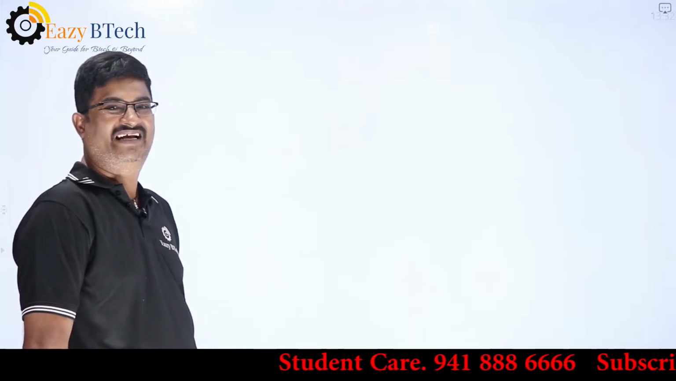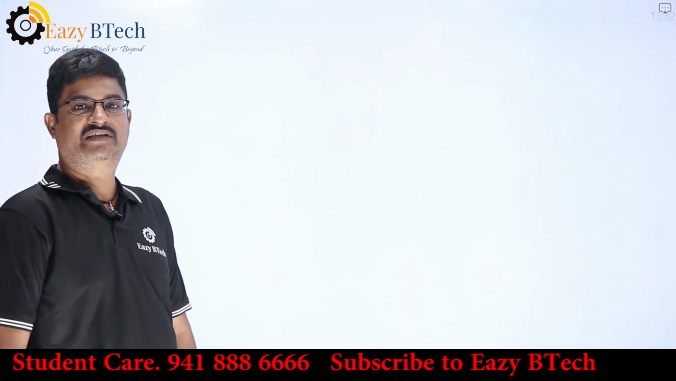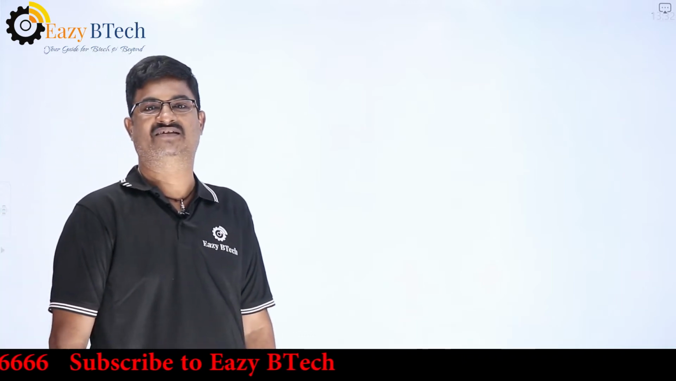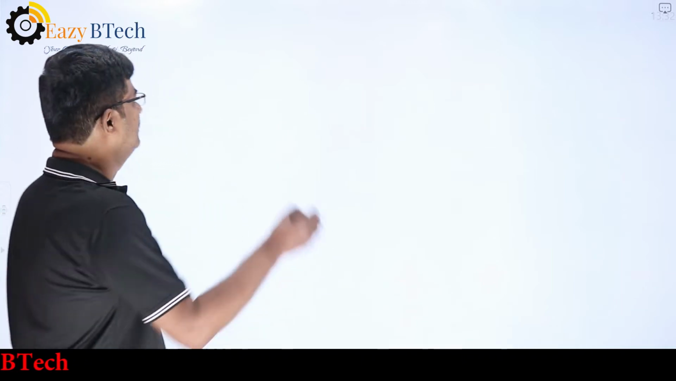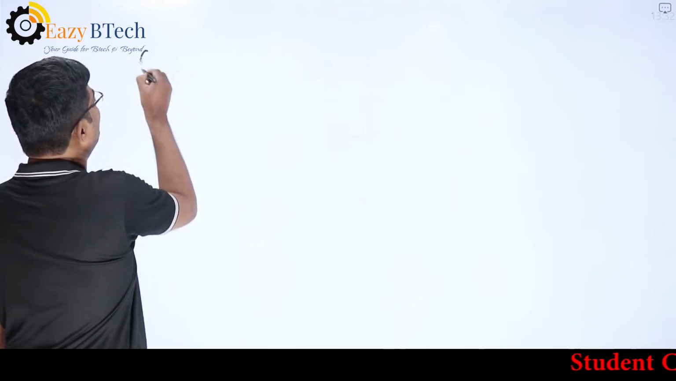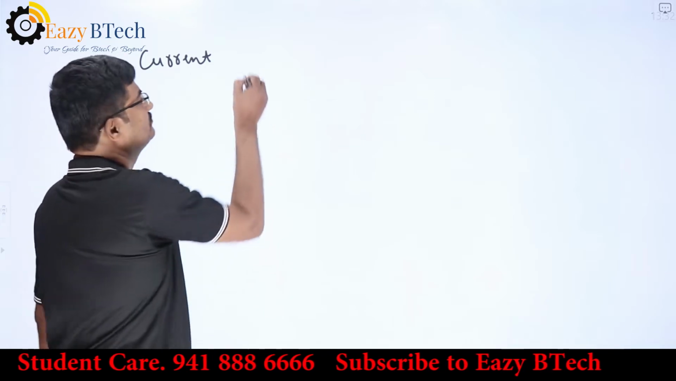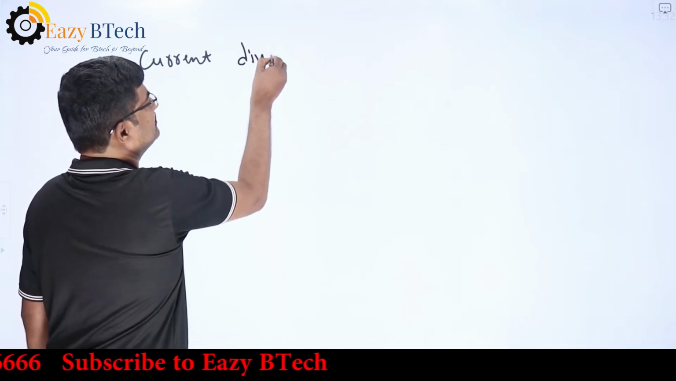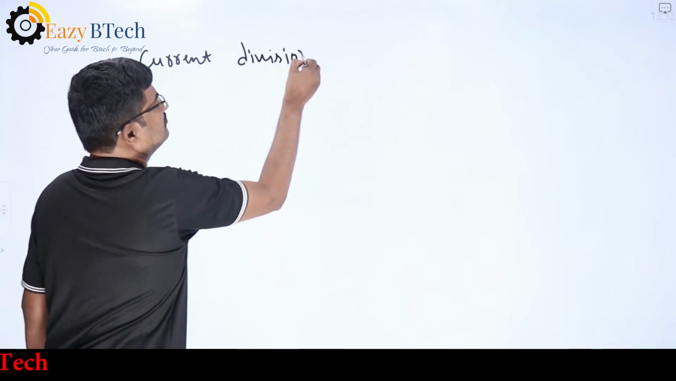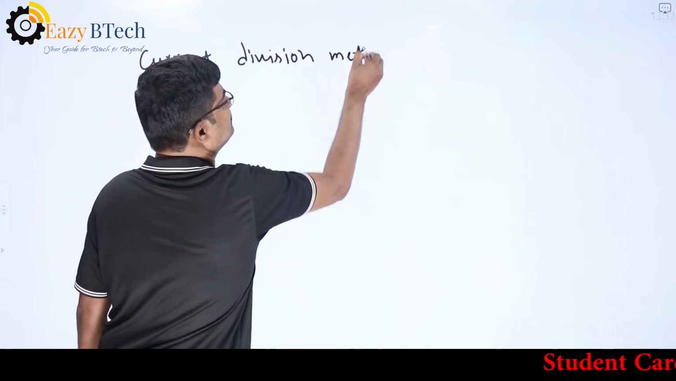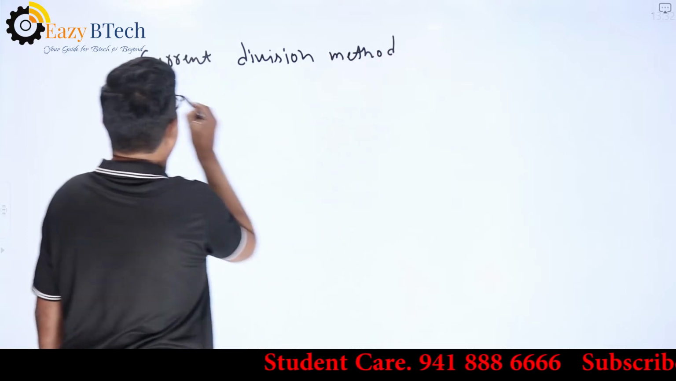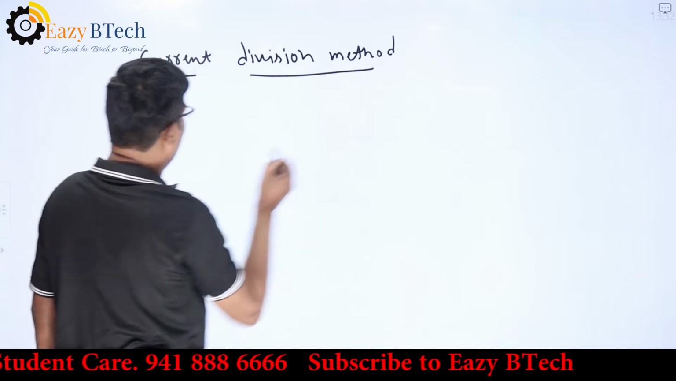Discussing the current division method. We know that whenever two resistors are connected in parallel... So here the topic today is the current division method. So how will the current be divided?